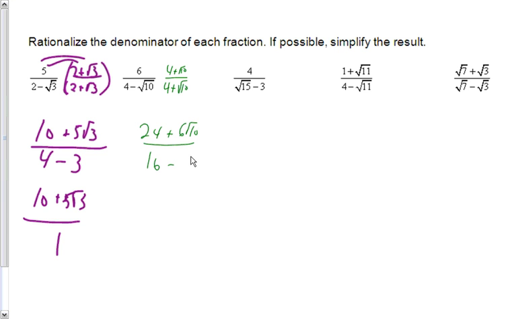Minus the square root of 100. 10 times 10 is 100, which is 10. That's 24 plus 6 radical 10 all over 6. Now for the real question, does this simplify?